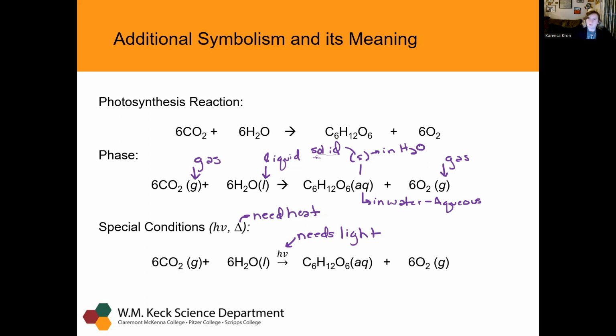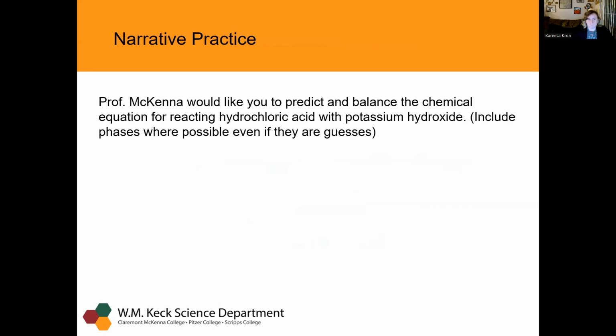And so now we have another practice problem that you can do. This is a narrative practice problem, which is that Professor McKenna would like you to predict and balance the chemical equation for reacting hydrochloric acid with potassium hydroxide. And then if we can figure it out, we'll try to include phases if possible. So I'd pause the video and work on it by yourself, and then I'll explain how I would approach this.